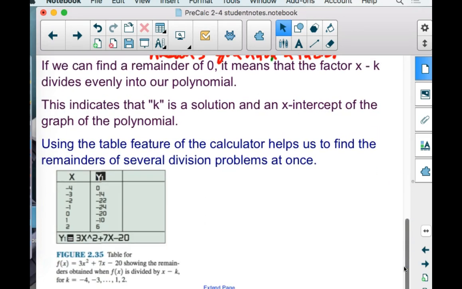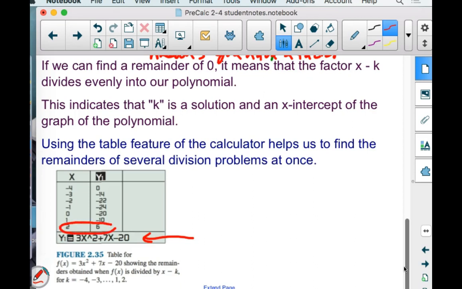So down here it says using the table feature of the calculator helps us to find the remainders of several division problems at once. And you'll notice here that they went ahead and graphed the 3x squared plus 7x minus 20 that we were just using in this problem. And you'll also see that the values that we obtained are right here. So at 2, we see that there's a 6 for a remainder there as the y sub 1. And then we also look at negative 1, which came out to negative 24. And then, of course, the one that's of the most mathematical use to us right there would be negative 4, 0. So that is also an intercept of the graph.